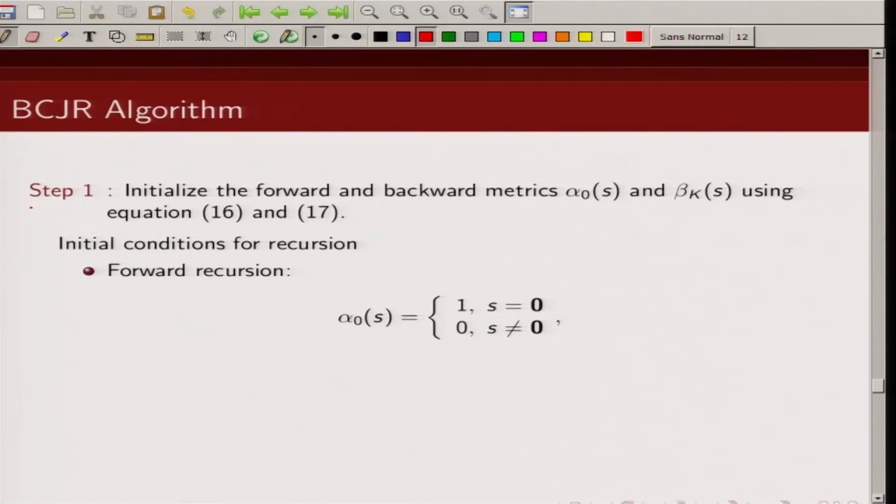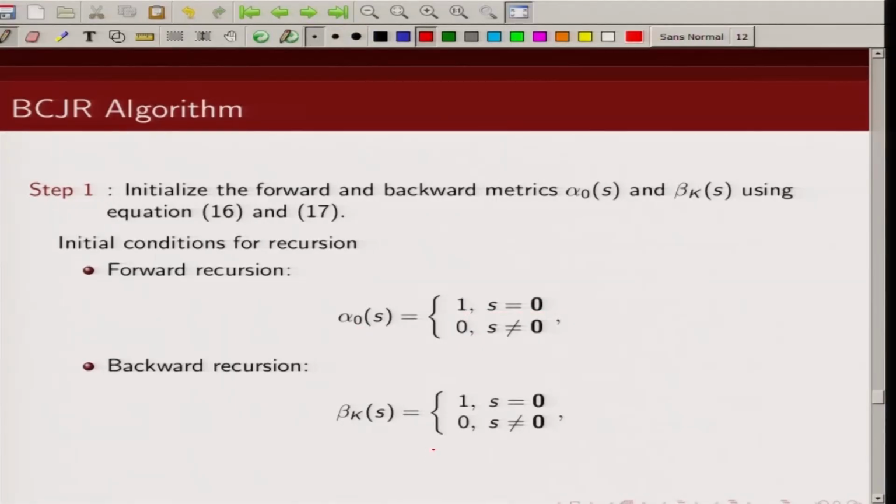So, as we said, the first step is initializing alphas and betas for recursion. Since we started with the all-0 state, alpha at time 0 for state 0 is 1, and for the other state, which is state 1, it is 0. And since we are terminating this encoder, beta at time t equal to 4 is 1 for state 0 and it is 0 for the other state, which is state 1.